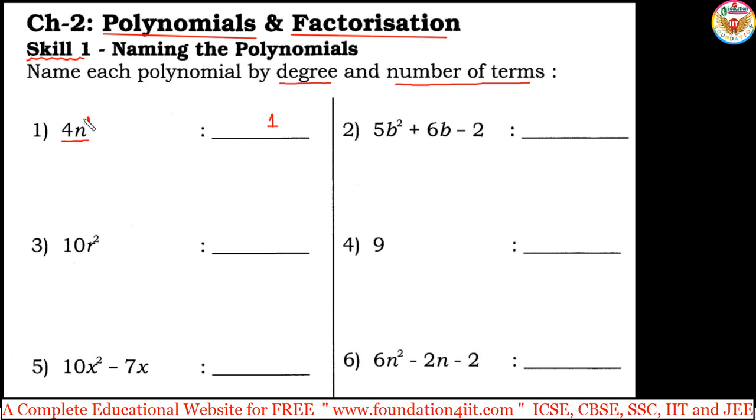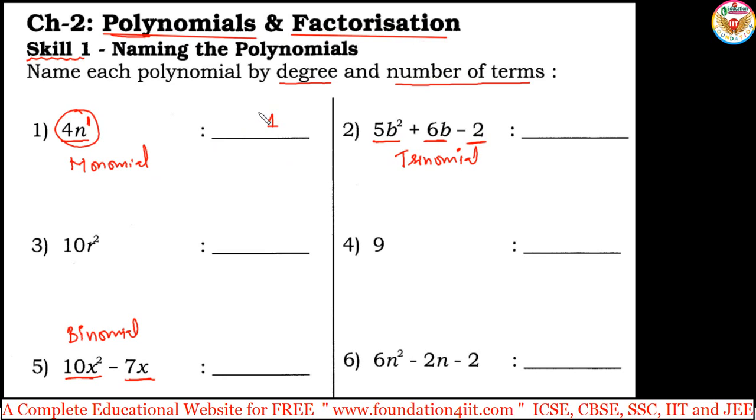This is a single term, only one term, so we can call it a monomial. And if we have two terms separated with plus or minus, like 10x square is one term and 7x is one term, there are two terms, so this is a binomial. Two terms is a binomial, only one term is a monomial. And three terms, second example: 5b square is one term, 6b, and minus 2. These are three terms, so this is a trinomial. And more than 3 we can call a polynomial. Poly means many. So more than 3 terms have a separate name, polynomial.